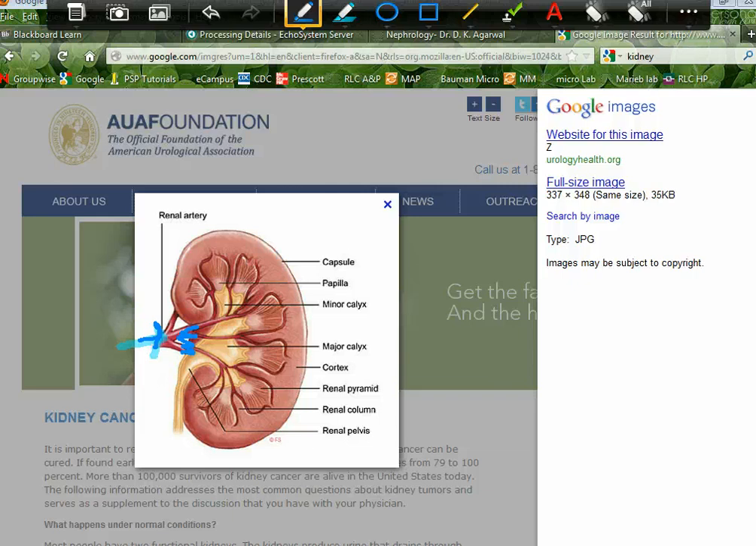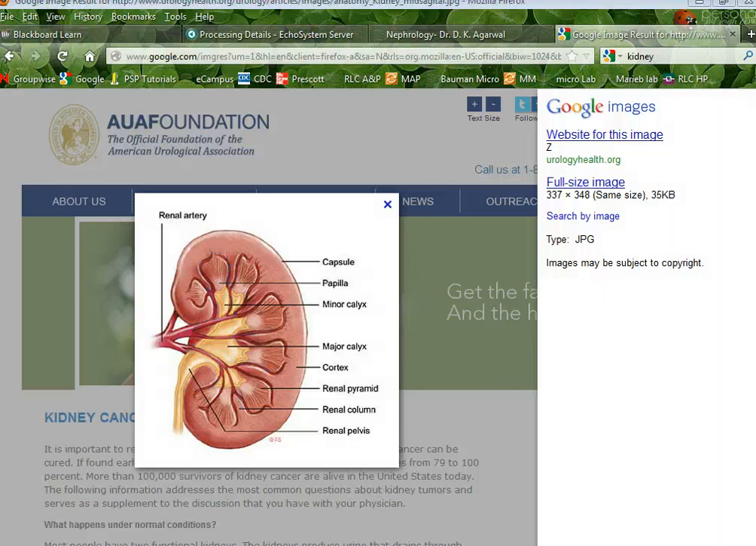They then split off into what are called interlobar arteries. They're going in between the pyramids. And then we get up to the top of the pyramid, and now you can see it forms an arc over the top. These are called arcuate arteries.